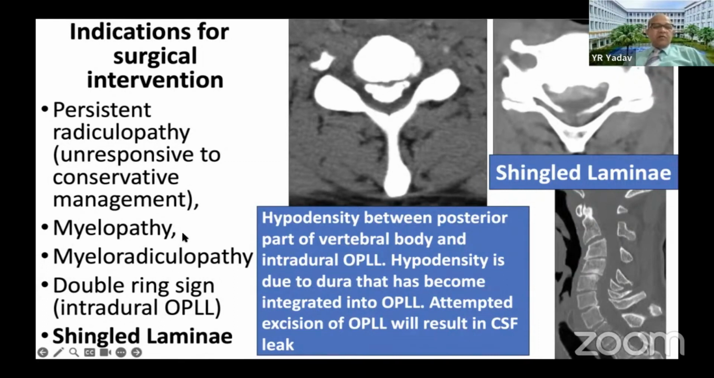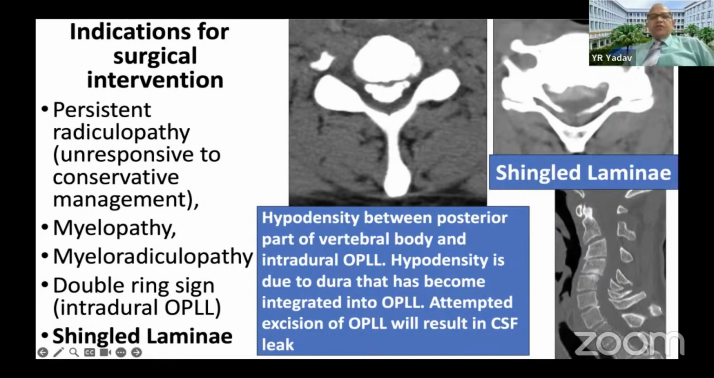And if you have both myelo and radiculopathy, so myeloradiculopathy, and if your patient has a double ring sign, so there is one hyperostotic bone, and there is another bone, and there is a soft tissue in between. So hypodensity in between, that means it is a part of the dura which is not calcified. So this dura, which is posterior to this hypodensity, that is of the dura, is also calcified. So it is a calcified or ossified intradural OPLL.